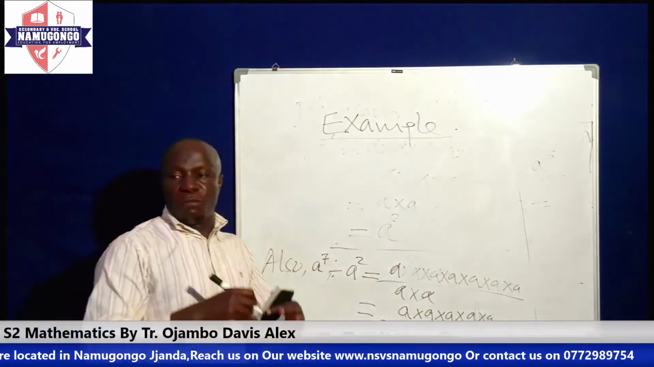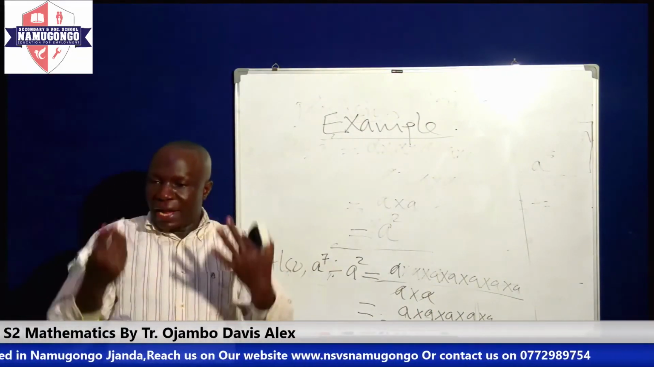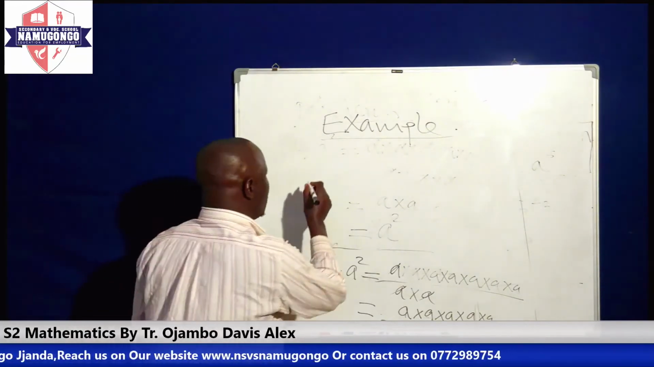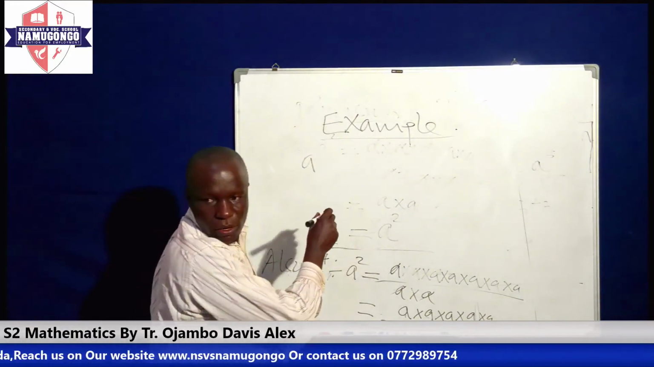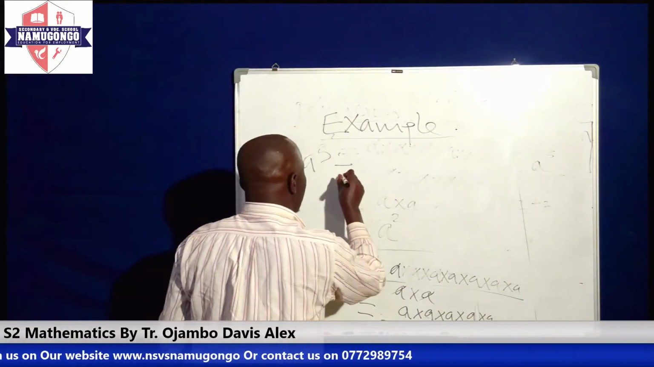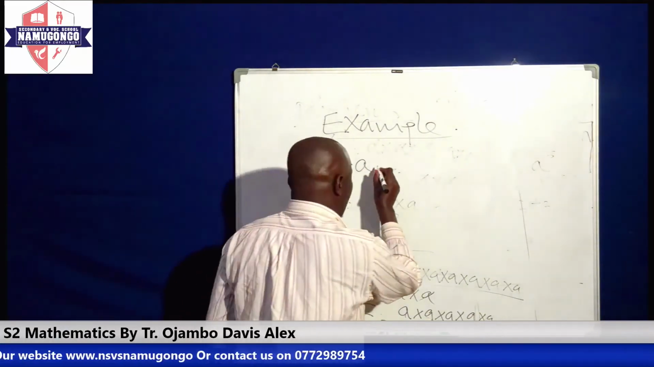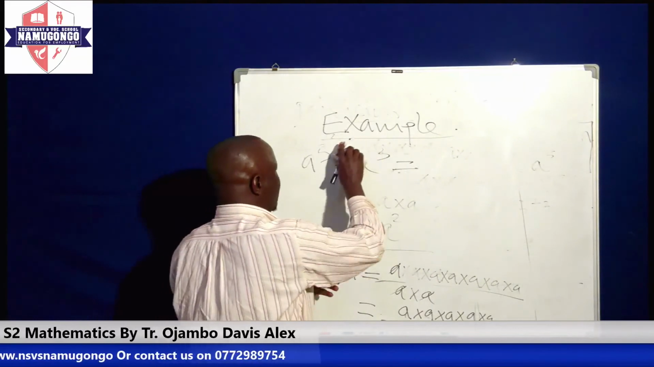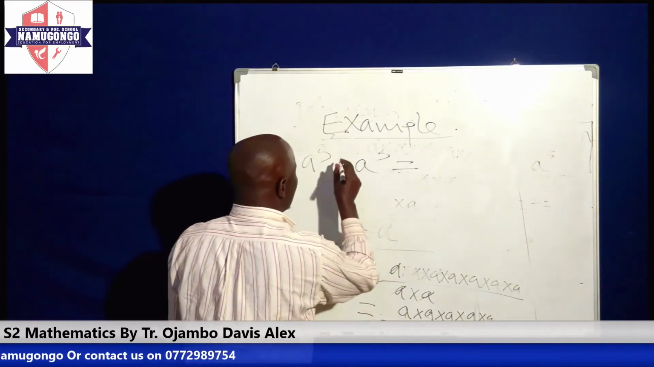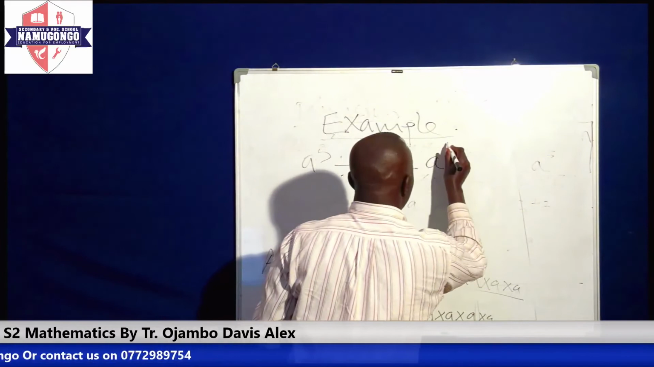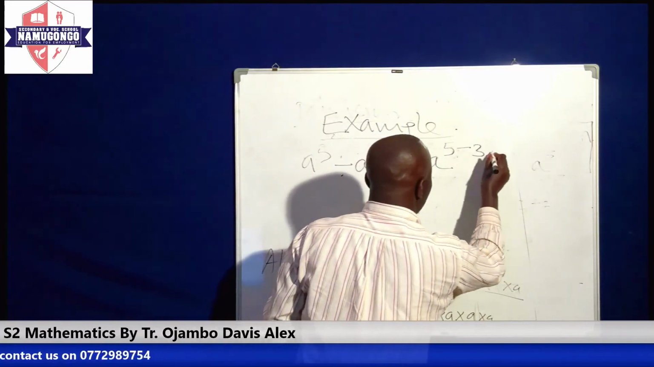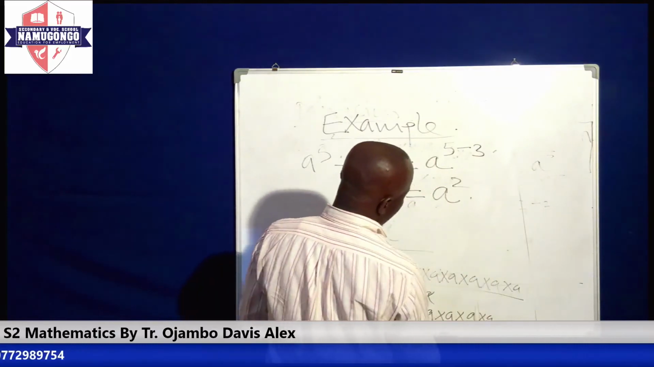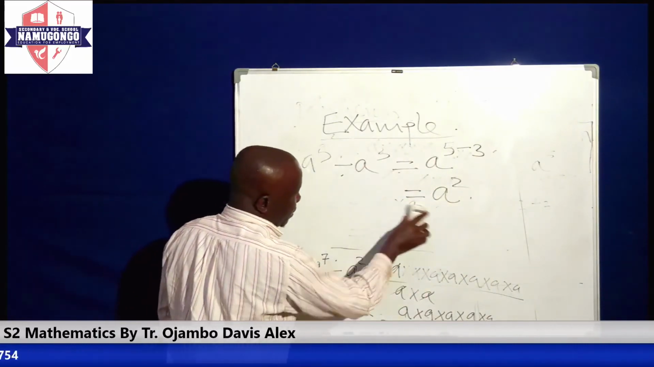Learners, I hope you have understood what I am doing. So if I have a raised to the power of 5 being divided by a raised to the power of 3, what we simply do is subtract the powers. And when we subtract the powers, we shall have a raised to the power of 5 minus 3. And when we subtract, we get our answer as a raised to the power of 2, which can also be read as a squared.